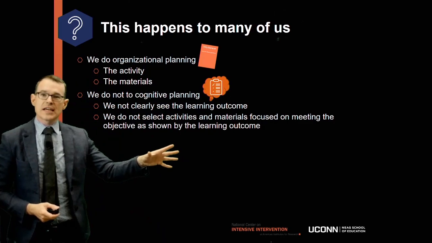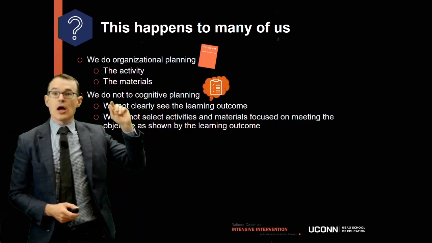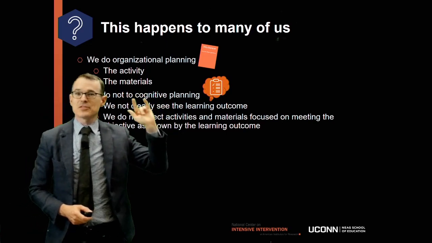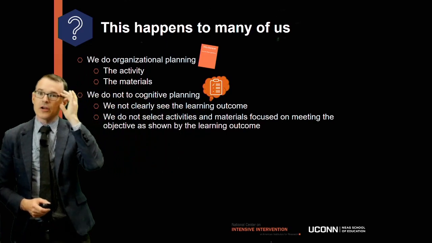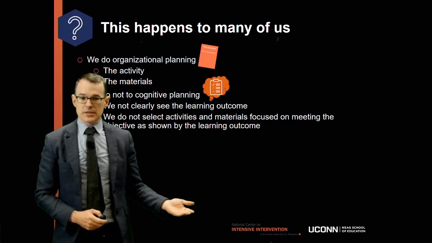So all these things are not good examples of cognitive planning. Cognitive planning is thinking very clearly about the objective you need and the learning outcome that will measure the objective.